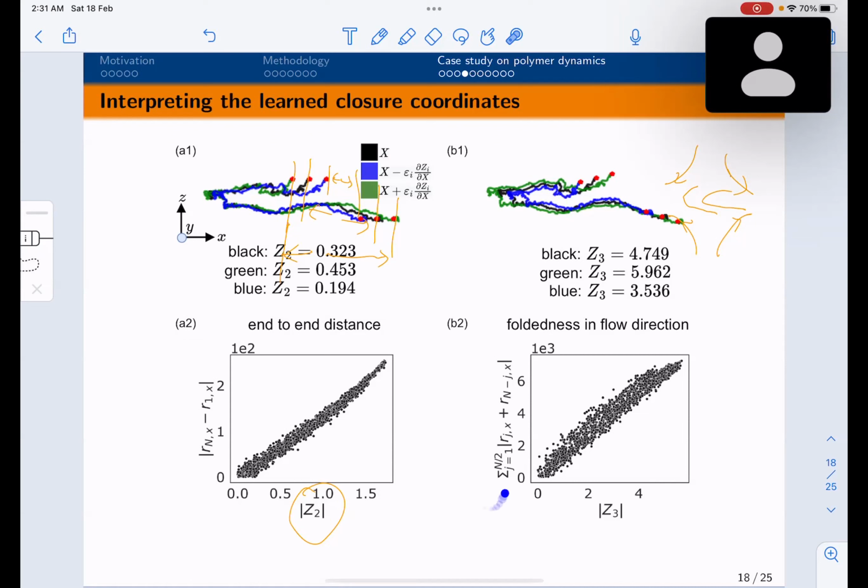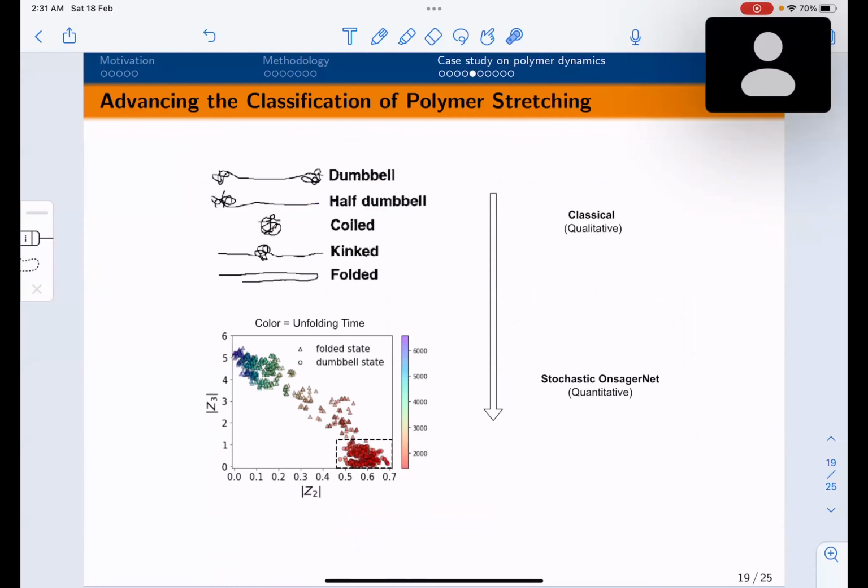Actually, we use this formula to describe the foldedness of the polymer. Then we compute these three and the foldedness. We still have some positive relationships. And after we learned the physical meaning of the Z2 and Z3 in terms of foldedness, we want to know what the Z2 and Z3 can tell us.